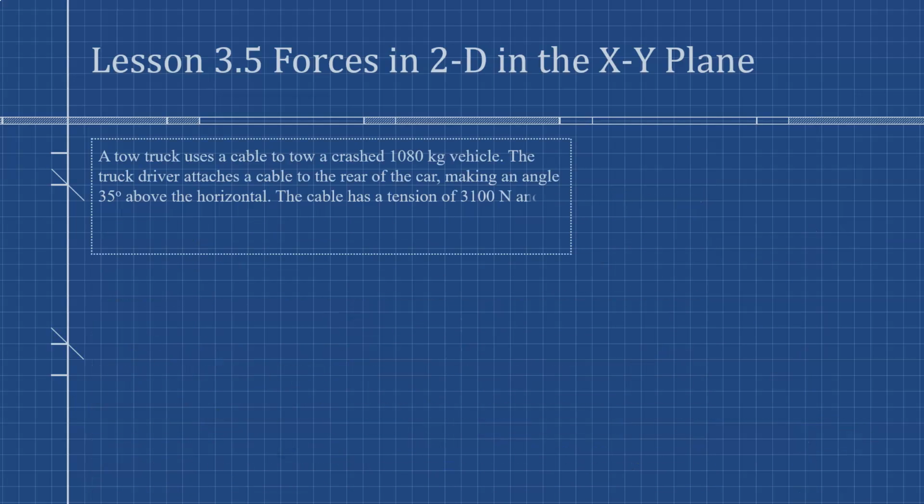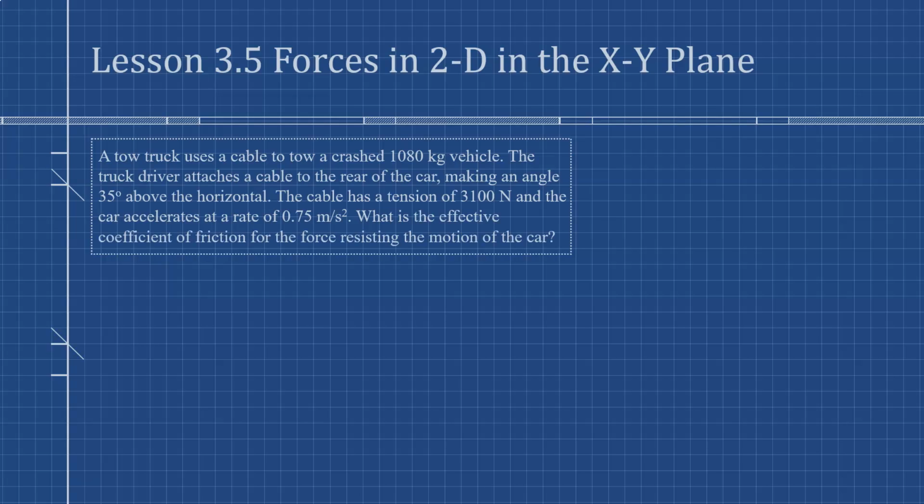In this problem, we're going to have a tow truck using a cable to tow a crashed 1,080 kilogram vehicle. The truck driver attaches a cable to the rear of the car in a safe place. It's important to do that, making an angle 35 degrees above the horizontal. The cable has a tension of 3,100 newtons, and the car accelerates at a rate of 0.75 meters per second squared. What is the effective coefficient of friction for the force resisting the motion of the car?